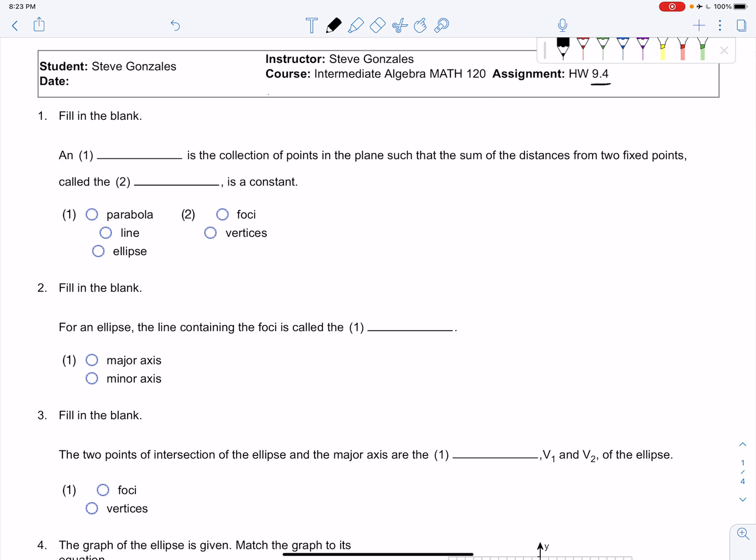It says fill in the blank. A blank is the collection of points in a plane such that the sum of the distances from two fixed points called the blank is constant. So an ellipse is a collection of points in a plane such that the sum of the distances from two fixed points, focus 1 and focus 2, called the foci, is constant. That's just plural of focus.